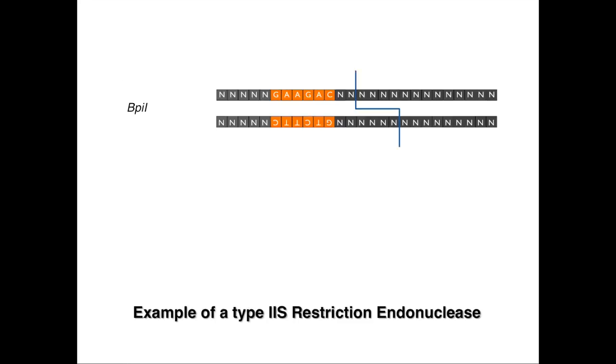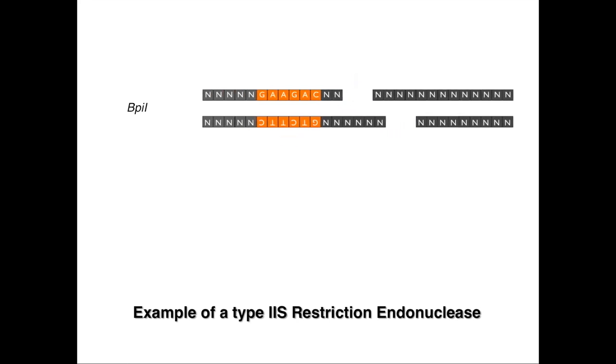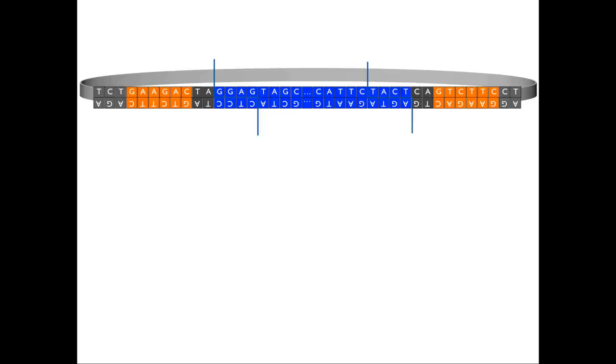Golden Gate cloning uses type 2S restriction enzymes which cleave outside of their recognition sequence. For example, the recognition sequence for BpiI is GAAGAC, shown in orange, but the cut is made 6 base pairs downstream of the recognition sequence, leaving 4 base pair 5' overhangs. There is no sequence requirement for the identity of bases in the cleavage site.